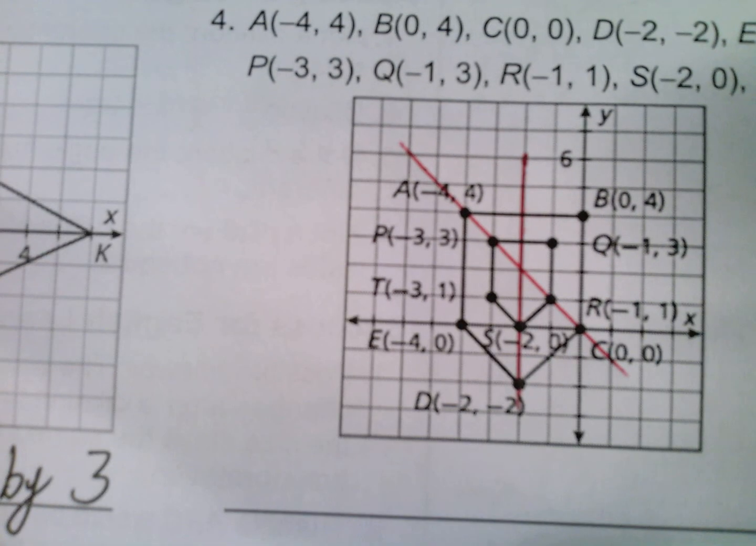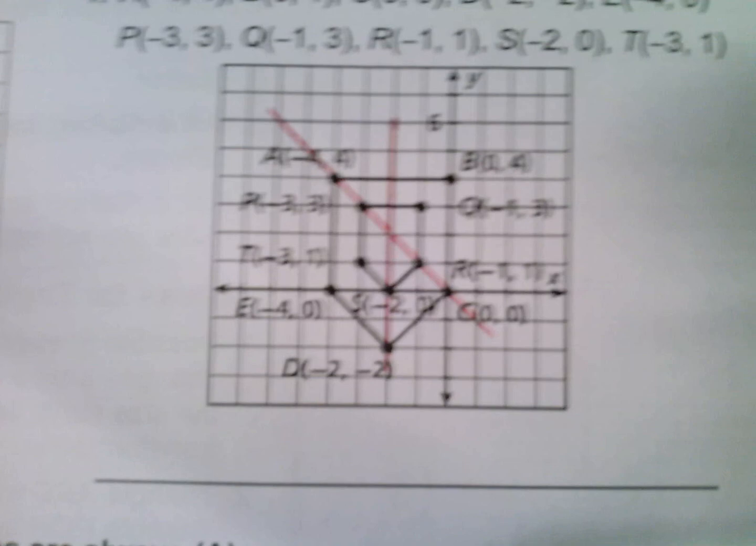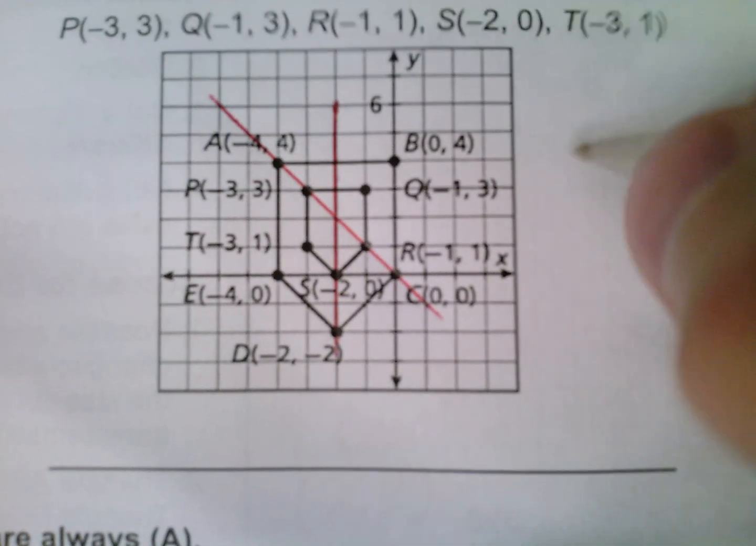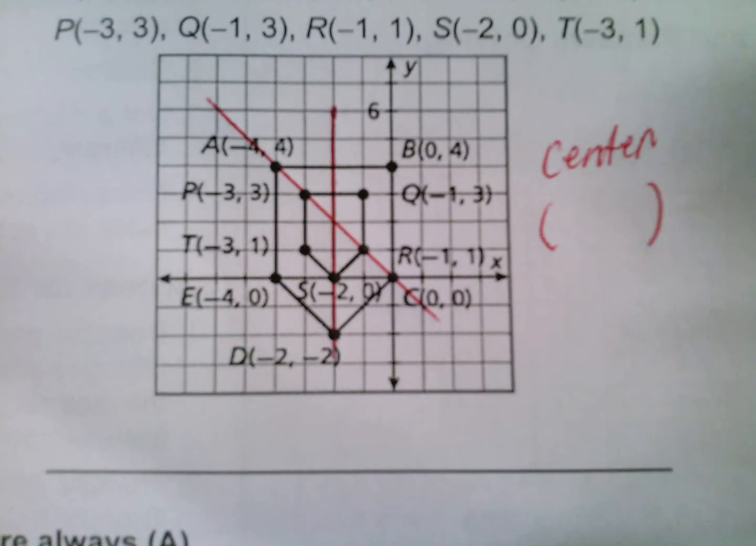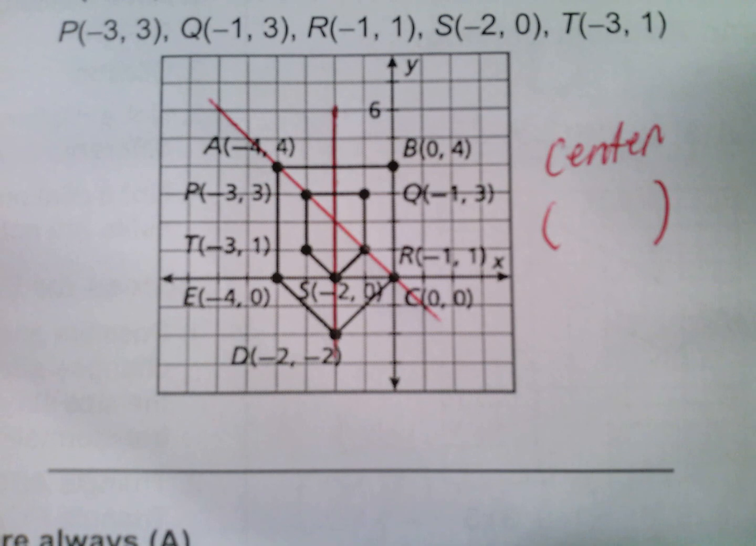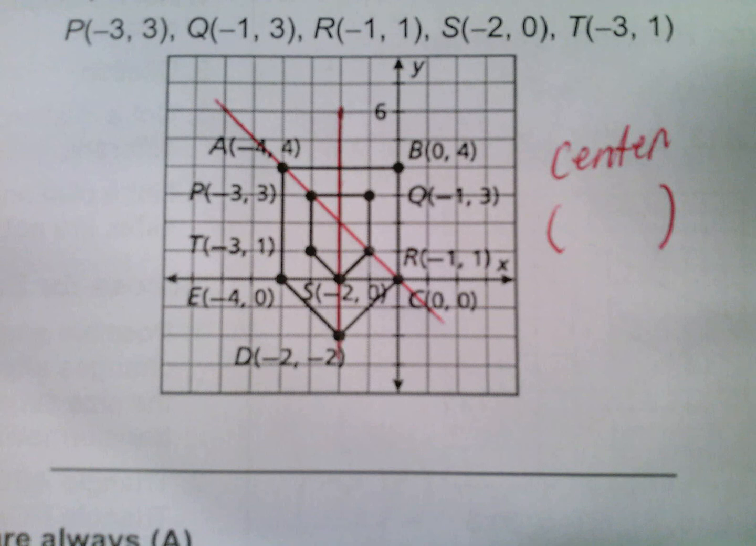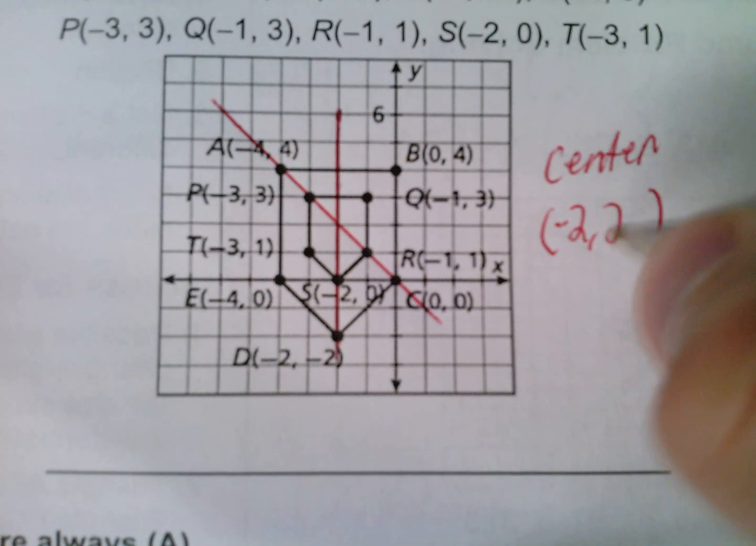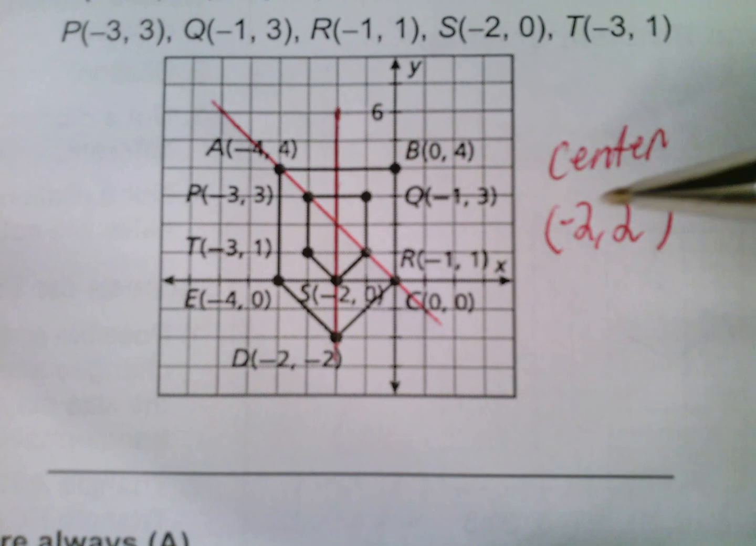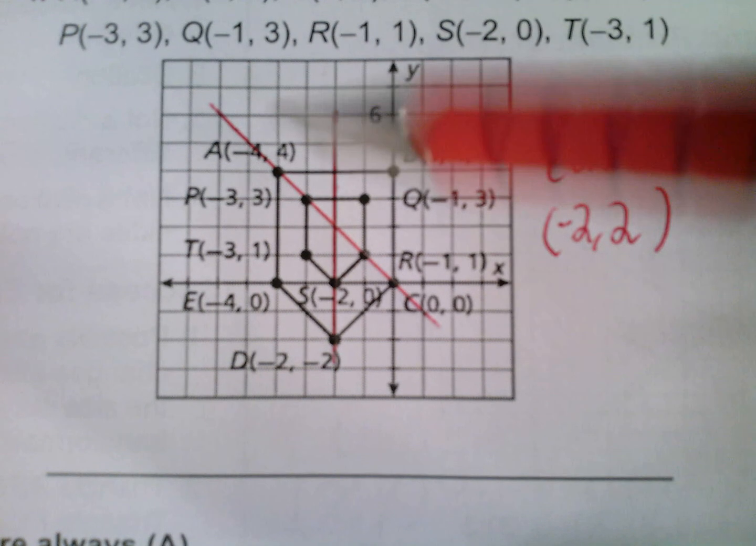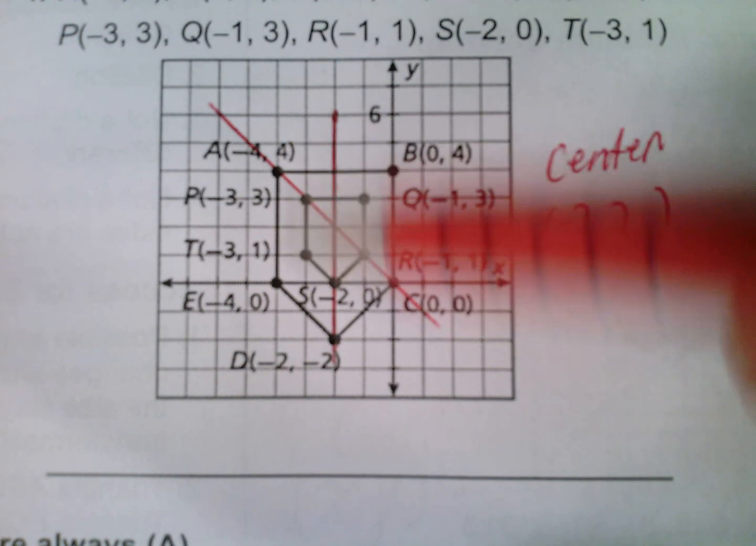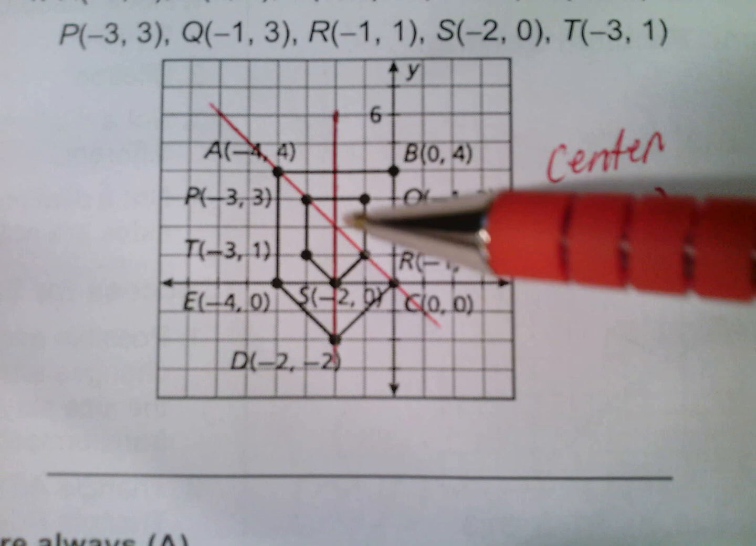So where is the center of this dilation? Somebody I haven't heard from yet. Go ahead, Gavin Hart. Negative 2, 2. So the center is there. That's where I started. And I'm starting at A, B, C, D, E. So I'm starting with this outside shape. How would I get it to the inside?